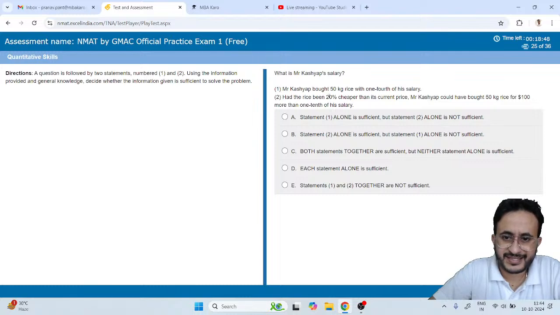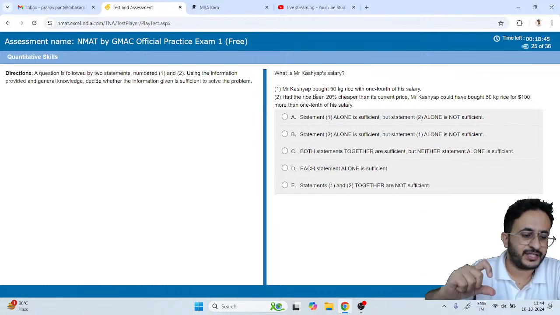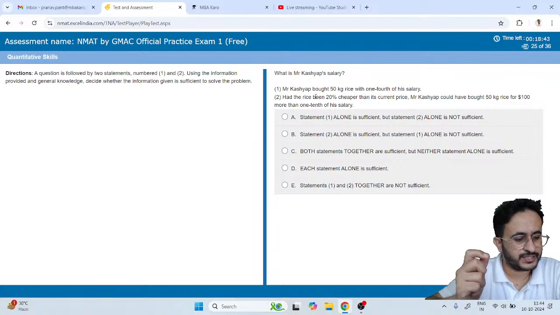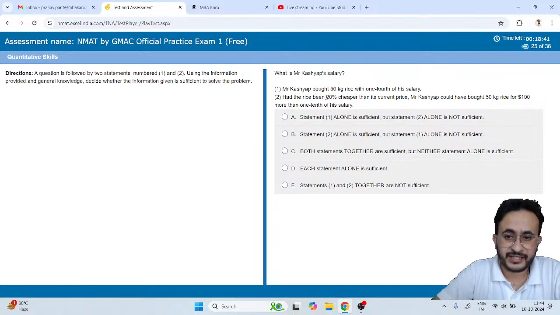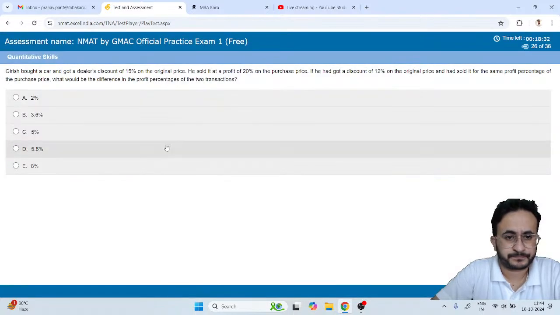Now if you give it the second person, in the second case where it became so cheap, we can find the cost in such cases. So if he can tell that it is 20% cheaper, how much more he can buy, we can find how much he is spending, and so we can find his salary. So both statements are needed.